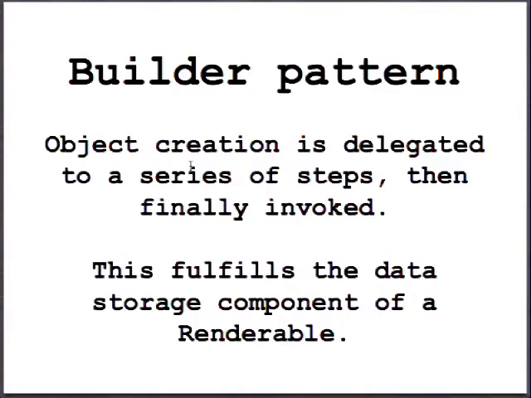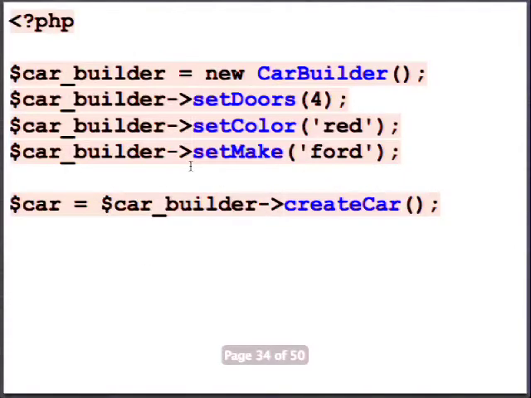The builder pattern is that the creation of an object is delegated to a series of steps and then finally invoked. So you get all the ingredients together, and then finally you invoke what you want to create. You don't create it right away and then add things later. You don't get everything at once and then create it. You do things step by step. It's similar to a factory pattern. The only real difference is kind of philosophical, is that builder doesn't assume you have all the information to start with. Factory generally does, but the difference is not that much. So this fulfills the data storage component of a renderable.